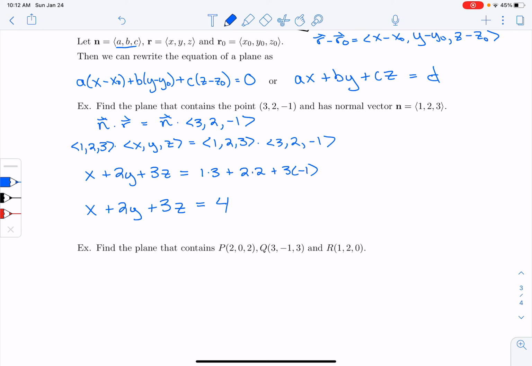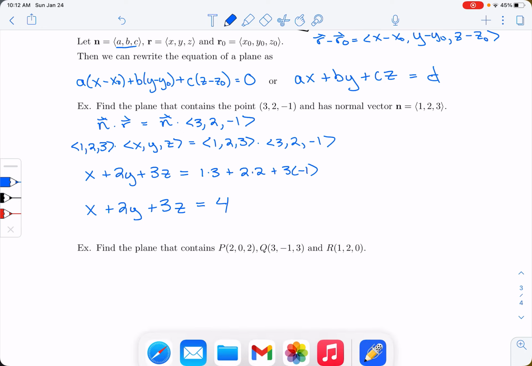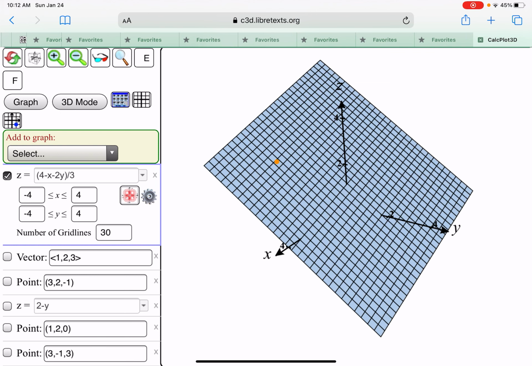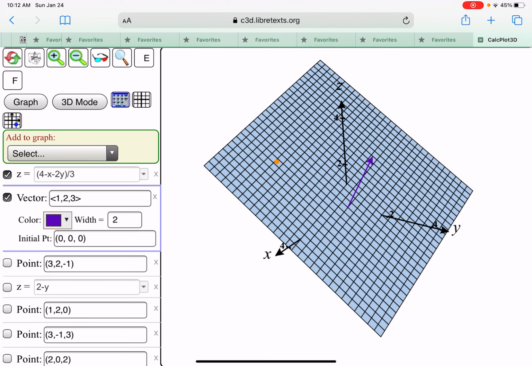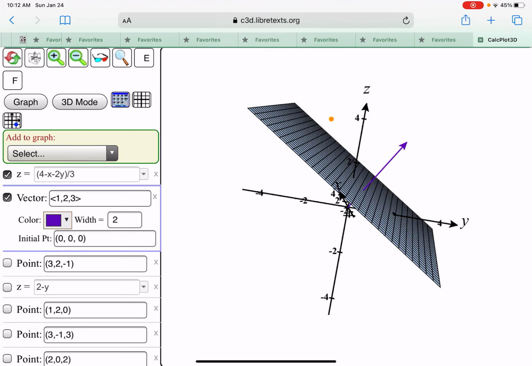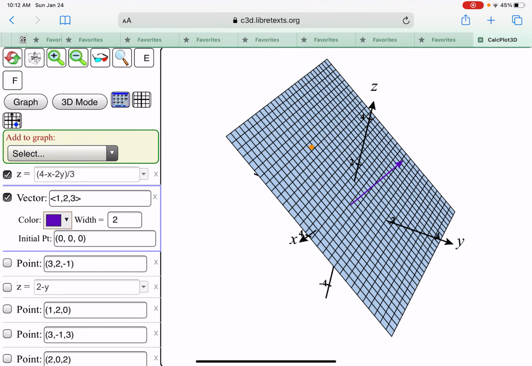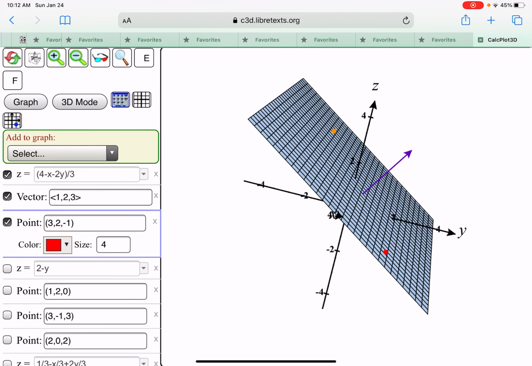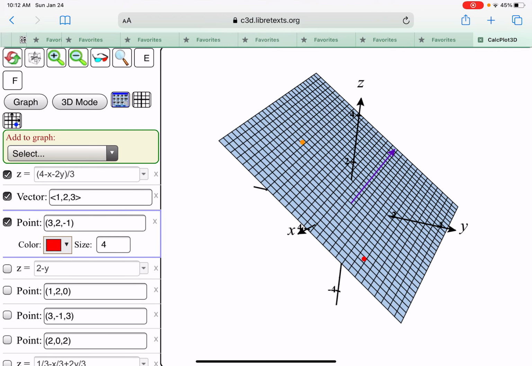Now I want to picture this in 3 dimensions. So I'm going to solve for z so I can plot that plane. And then I want you to see that the normal vector is 1, 2, 3. You can see that it's perpendicular to the plane. And then I'm going to put the point 3, 2, negative 1 in there so you can see that that point lies on the plane.